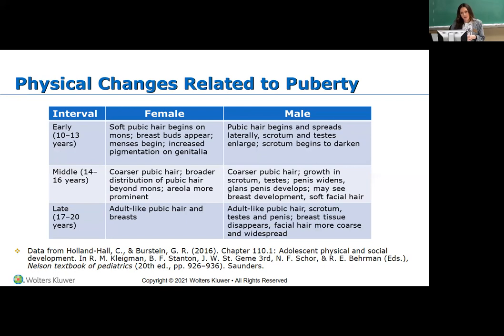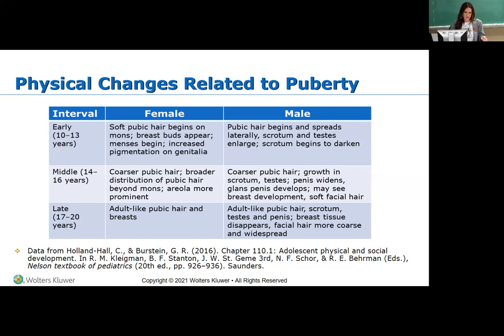For our males, pubic hair begins and it spreads laterally. So they'll start getting some hair in their midline, on their stomach, on their chest. They'll even begin to get facial hair, and of course the underarm hair and then the pubic hair as well. The scrotum and the testicles start to enlarge during this time, as well as the penis. The scrotum will also begin to darken, and that's just due to the increased hormonal levels of testosterone.